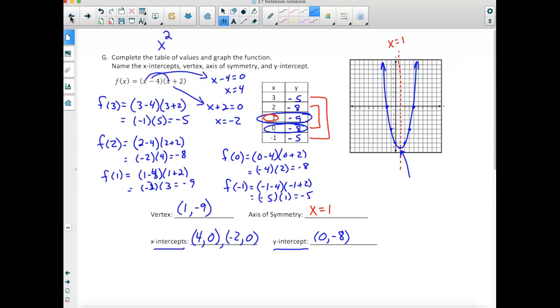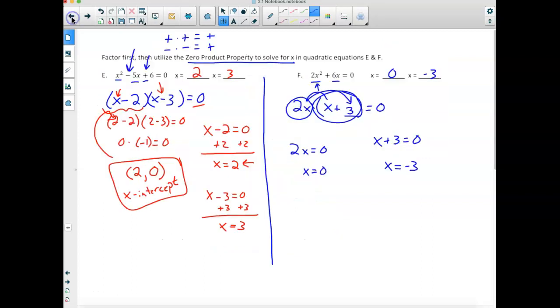Notice back here, when I made this table of values, I made at least 5 points. Kind of like making a line. It takes 2 points to make a line, 3 to make it perfect. In my opinion, it takes 3 good points to make a parabola. Typically, it's 5 we would use from the vertex to see the symmetry coming on both sides.